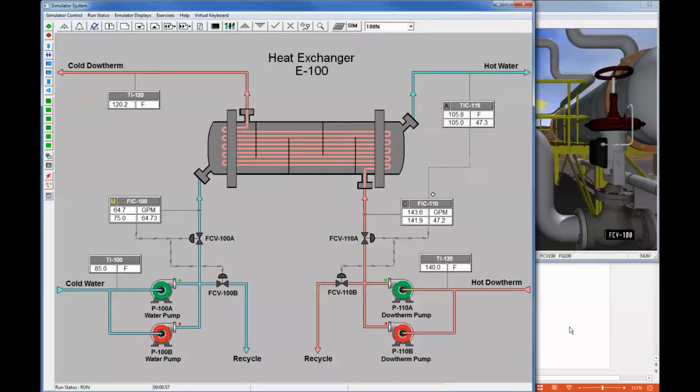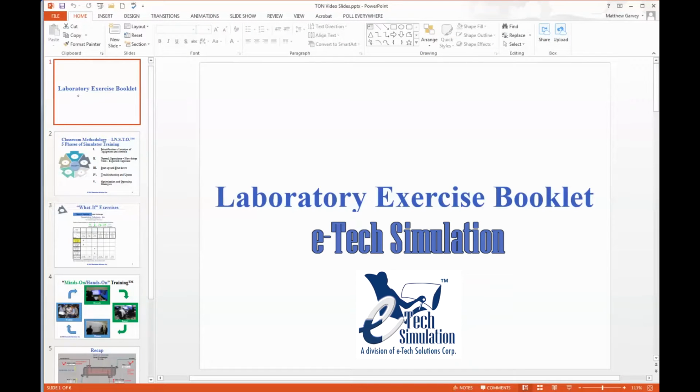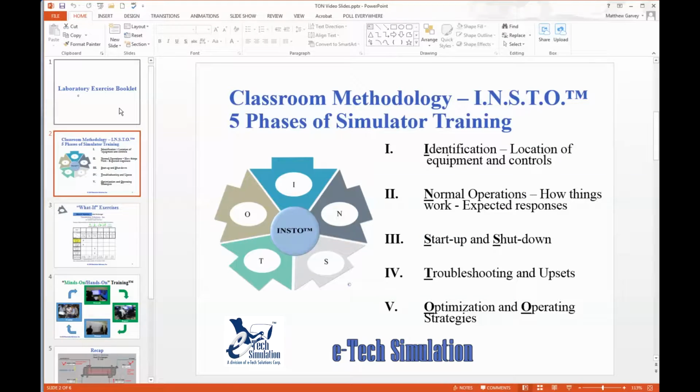So aside from the DCS and the outside operator, each simulator is accompanied by a comprehensive laboratory exercise booklet, which provides exercises that allow instructors and trainees to work in conjunction using our trademarked INSTO methodology. INSTO stands for Identification, Normal Operations, Startup and Shutdown, Troubleshooting and Upsets, and Optimization and Operating Strategies.